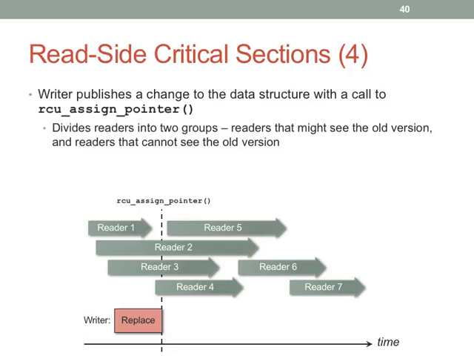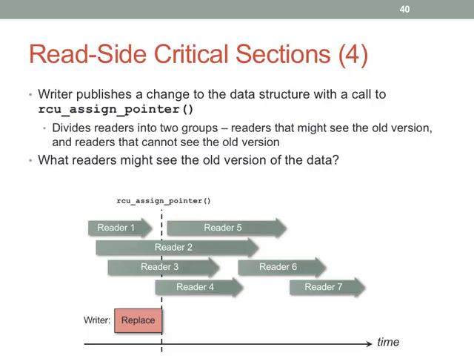So that allows us to divide readers into two groups. And the way that I describe this is nice. Readers that might see the old version, like reader 4 might see the old version, but maybe they saw the new version. We don't know. All we know is that they called RCU read lock before RCU assign pointer was called. So what readers might see the old version of the data?